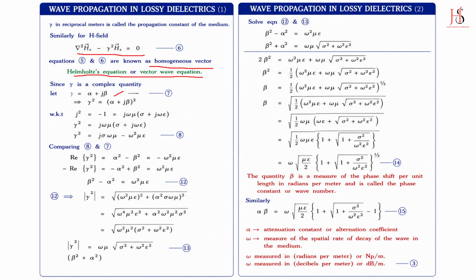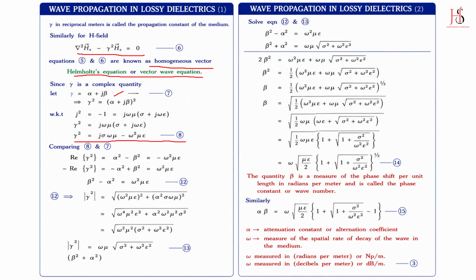Therefore, from equation 5, we know that gamma square is nothing but j omega mu into sigma plus j omega epsilon. Now multiply this j omega mu inside the bracket. So you will get gamma square is equal to j sigma omega mu minus omega square j square mu epsilon. That j square becomes minus 1, which is why you get a minus over here. So your gamma square in the fifth equation has transformed into the eighth equation.